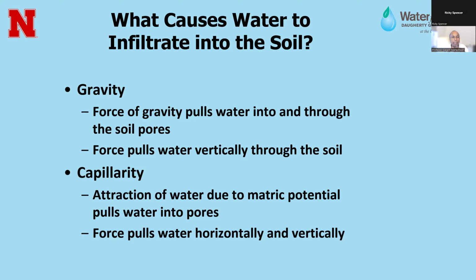And then there is capillarity. Capillarity is the attraction of water due to matric potential that pulls water into the pores. What that means is soil has pores, and you can think of the pores as connected throughout the soil profile, and they can be viewed as capillary tubes. The soil is composed of numerous capillary tubes, and the size of the capillary tube depends on the texture and structure of the soil.